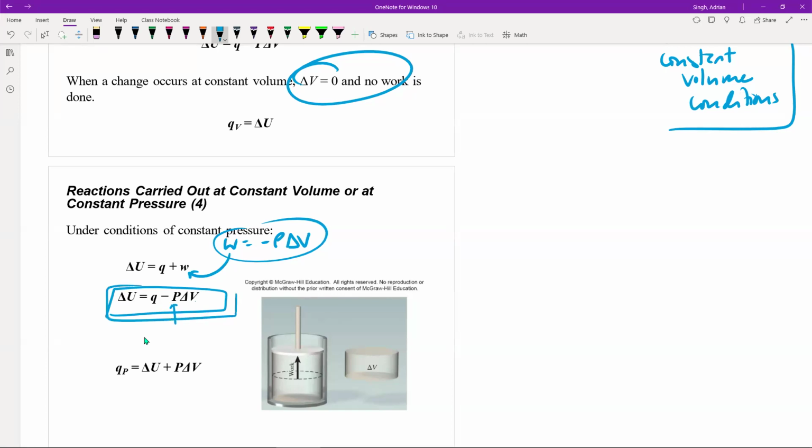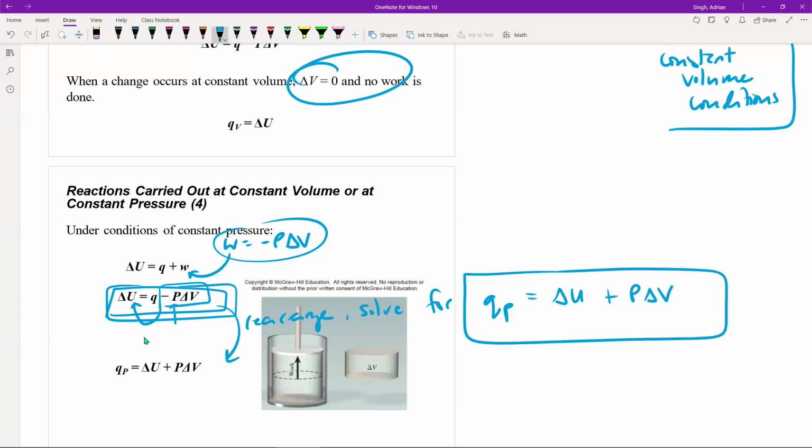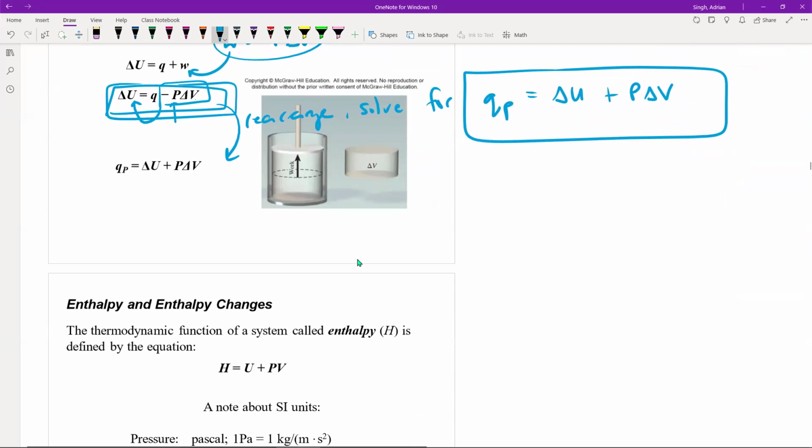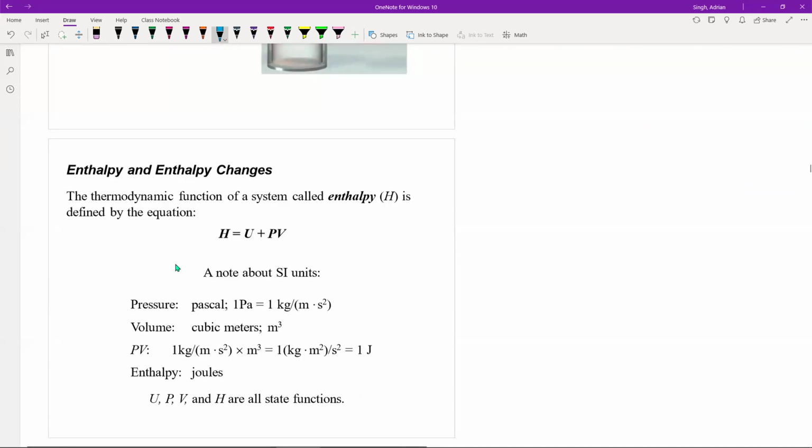So we have the same equation that we saw previously. We can rearrange this. We can solve it, for example, for Q, heat under constant pressure. So we move the negative P delta V to the other side, and we end up with a positive sign. So we end up with Q, heat under constant pressure, being equal to the sum of the change in internal energy plus the product of pressure times the change in volume. Okay, and that's an important equation to note, because we'll see in a second how it is related to another term, which is called enthalpy. And enthalpy we abbreviate as H, and that is defined as the sum of the internal energy of a system, so that's U, plus the product of the pressure and the volume.